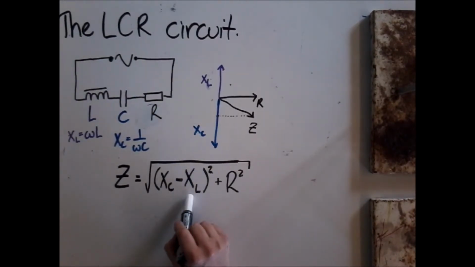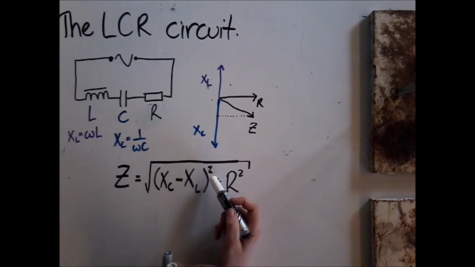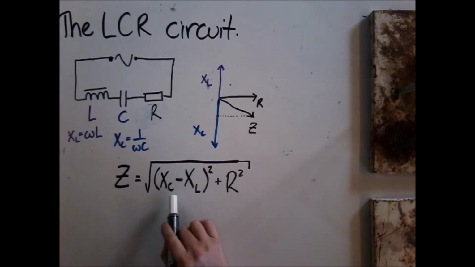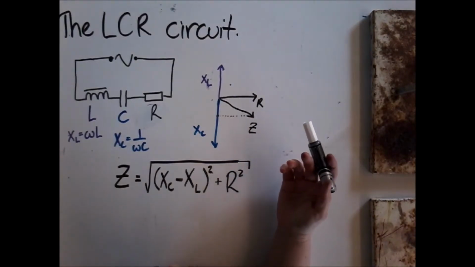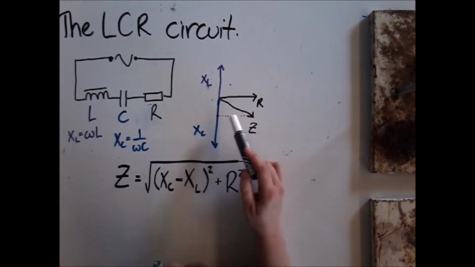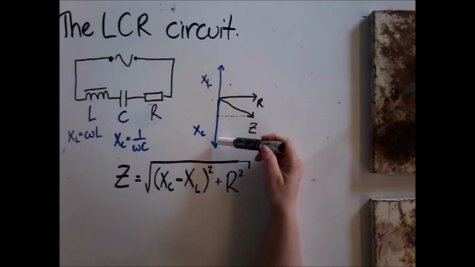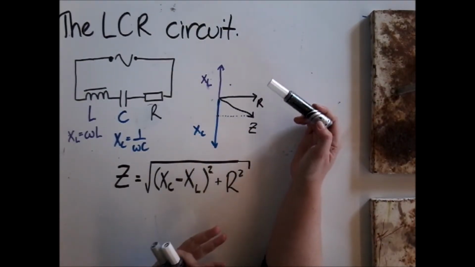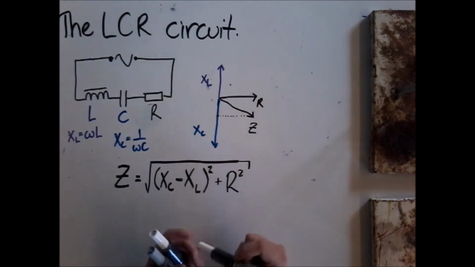If it turned out that C was smaller and L was bigger, and you ended up with a negative number, it doesn't matter, you're squaring it anyway. It doesn't matter which way around these two go. What you're interested in is the difference between them. And the R squared, because R is not in the same line, in the same direction, we put that out by itself. So what we're saying here is, first, find the difference between the reactance of the capacitor and the reactance of the inductor, whatever that happens to be. Square that difference and add the square of the resistance, and we get Z.